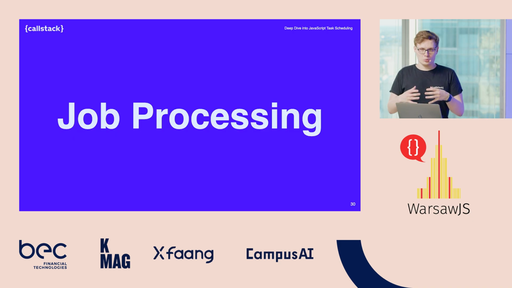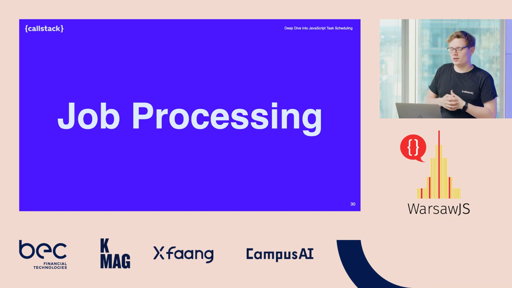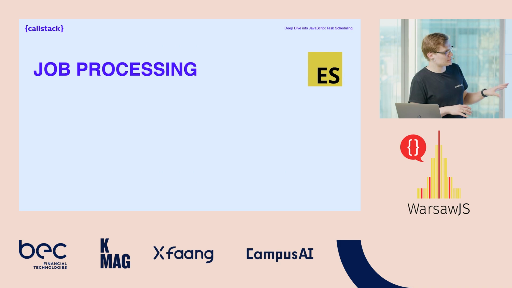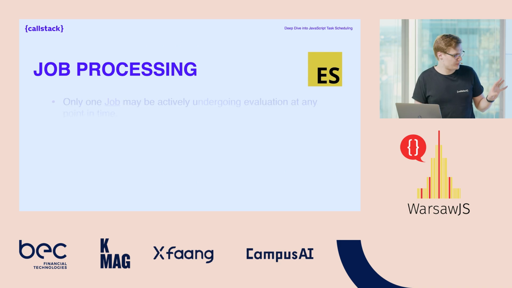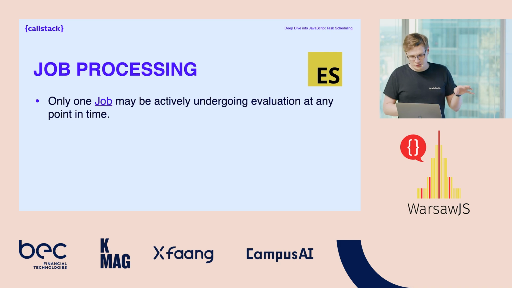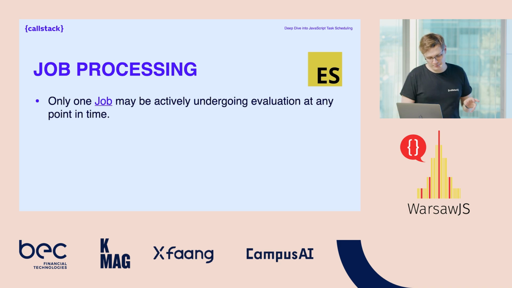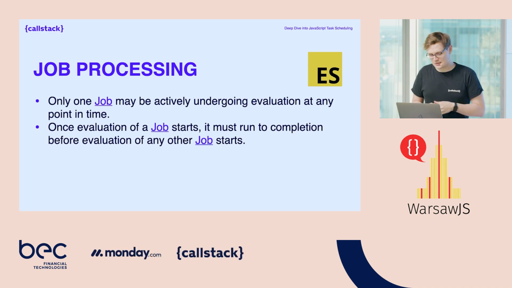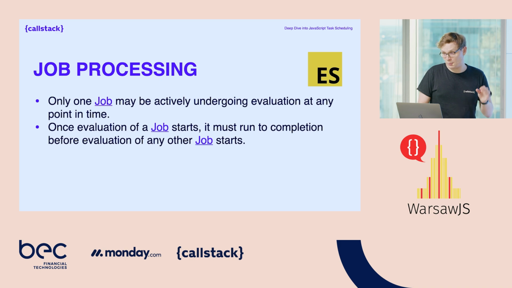And let's talk about how these jobs, or tasks in HTML terminology, are processed. This is a snippet from the ECMAScript specification. It's part of the job processing section. ECMAScript requires that only one job or task may be actively undergoing evaluation at any point in time. So there is no stopping of the task. It has to be run from the beginning to the end, as the second point says. It moves on to the completion, which is just saying that it should finish.